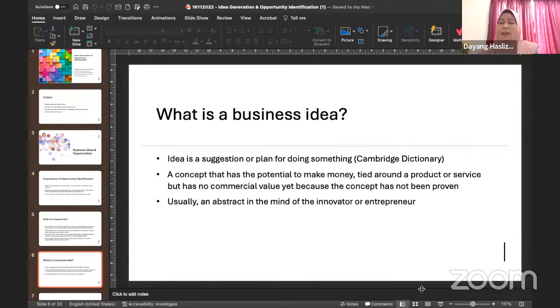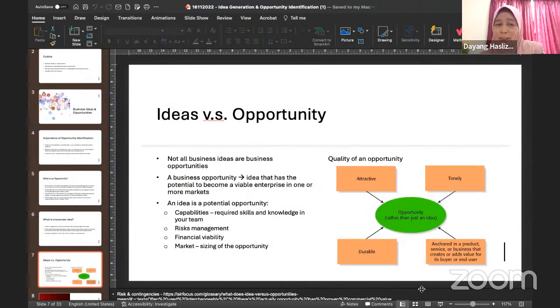In order to identify opportunities, we have to have ideas, but not all ideas are opportunities, so we have to have more ideas so that we can have opportunities. So, an idea versus an opportunity. A business opportunity is an idea that has the potential to become a viable enterprise, a new viable business, in one or more markets.